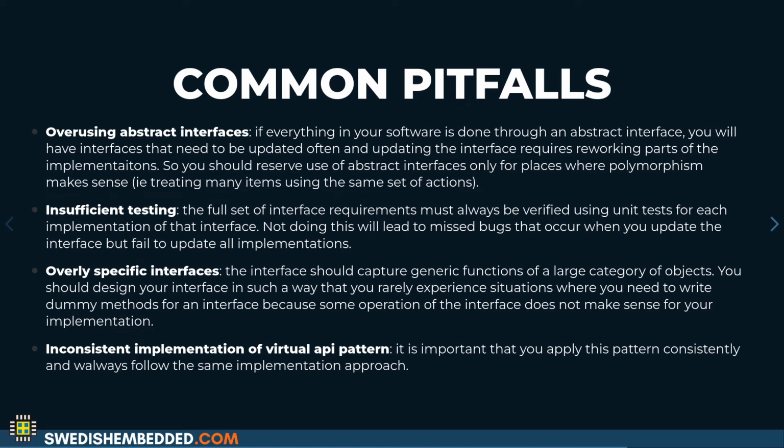Number 2 is insufficient testing, because if you change any requirements on the abstract interface, you need to have tests in place that can discover that some of the implementation code that already exists in the project doesn't follow the new requirements. So you need to have a way of discovering inconsistencies in implementations compared to the requirements that the abstract interface defines.